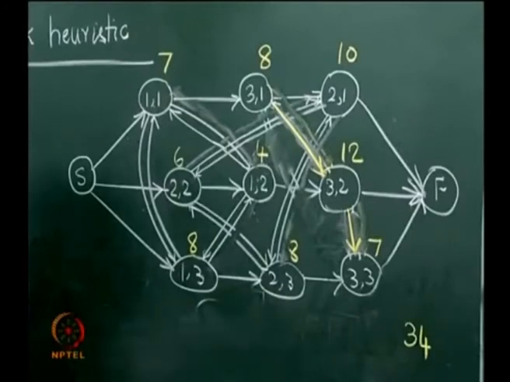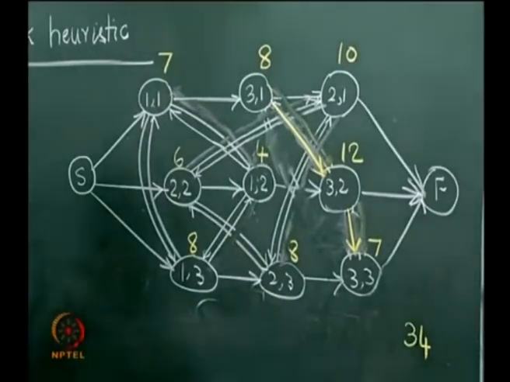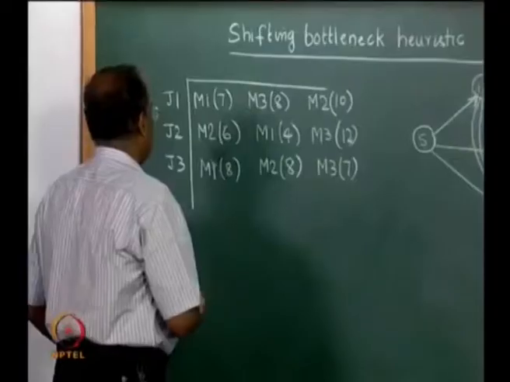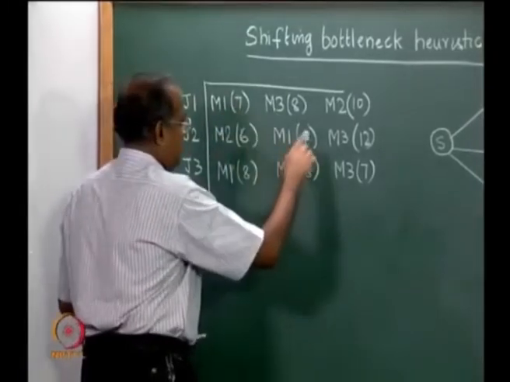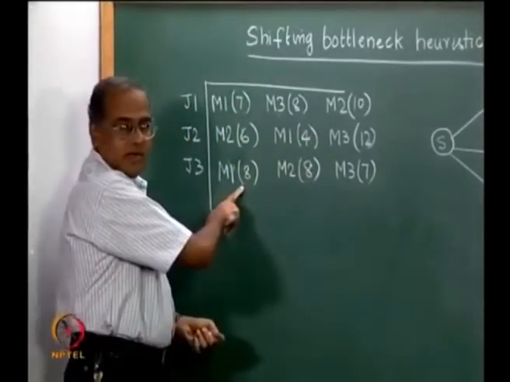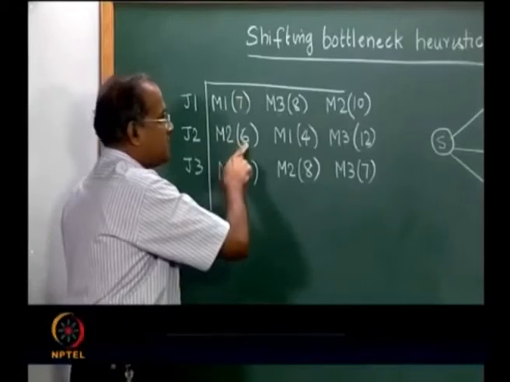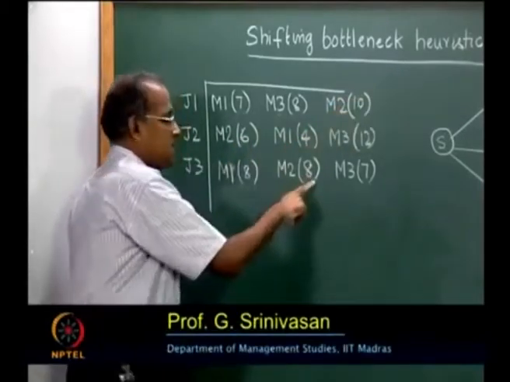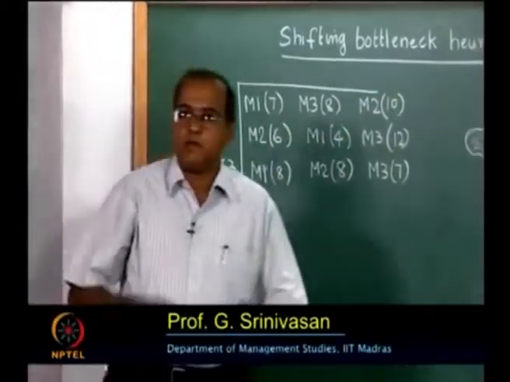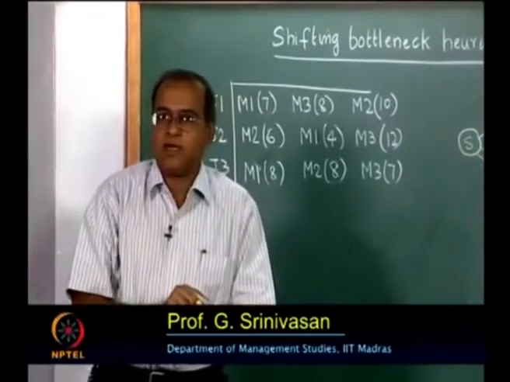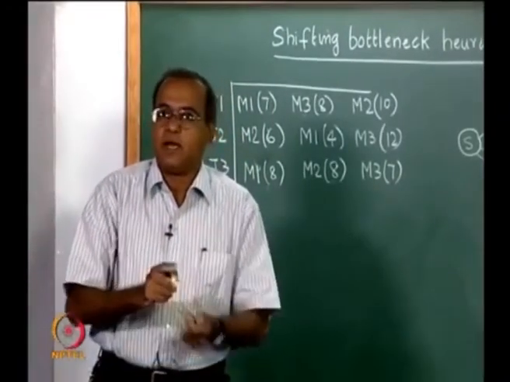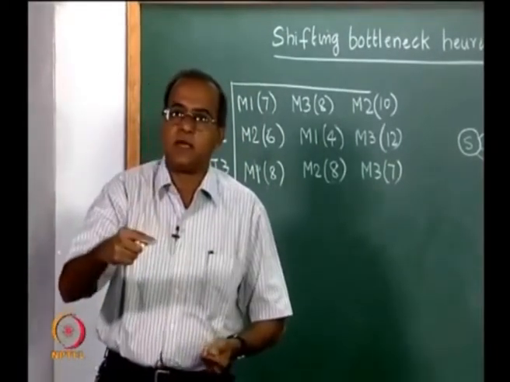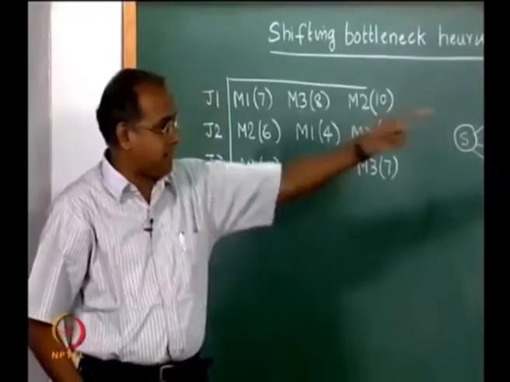Now we have two more machines, machine 1 and machine 2. Machine 1 has a load of 7 plus 4, 11, plus 8, 19, and machine 2 has a load of 6 plus 10, 16, plus 8, 24. Now machine 2 becomes the next bottleneck with 24, and then we solve a 1 | Rj | L max on machine 2 as we did here.